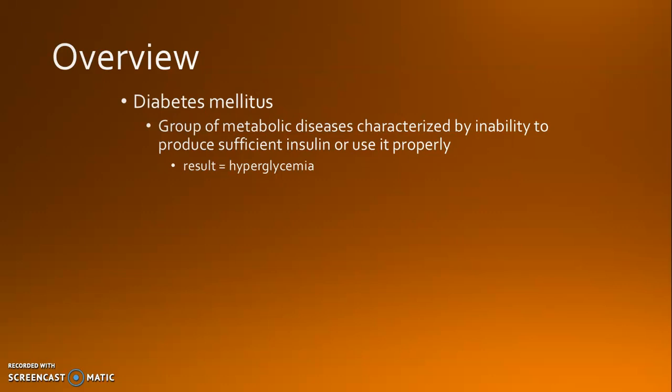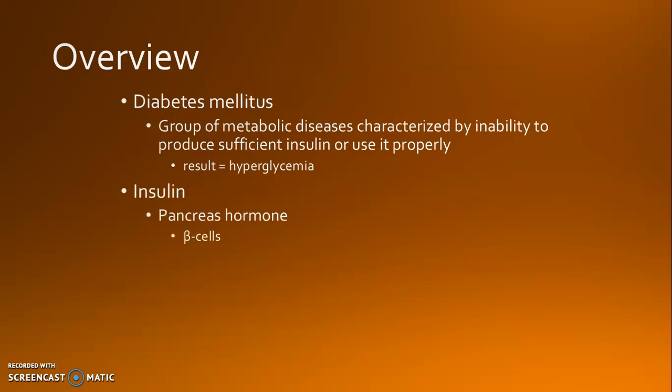So diabetes mellitus is a group of metabolic diseases characterized by an inability to produce sufficient insulin or to use it properly. So we're going to take a look at two different primary types of diabetes. But the basic idea is it's a group of diseases, and it's going to be characterized by the way in which it has or uses insulin. The result is what we call hyperglycemia.